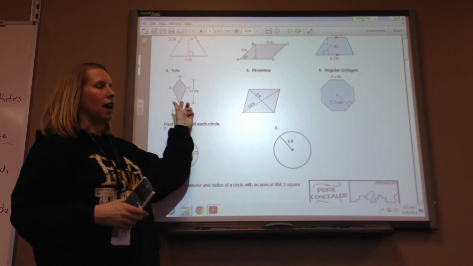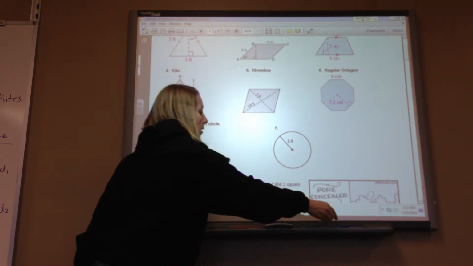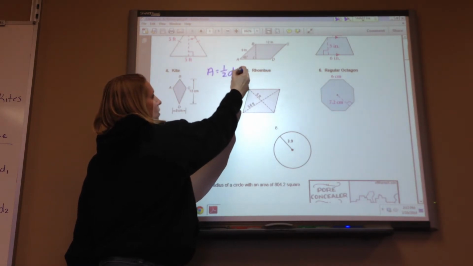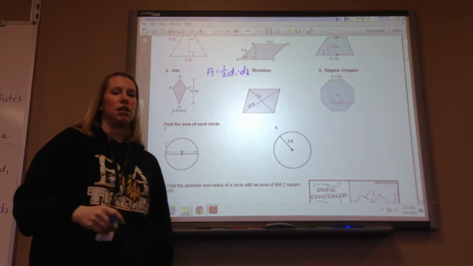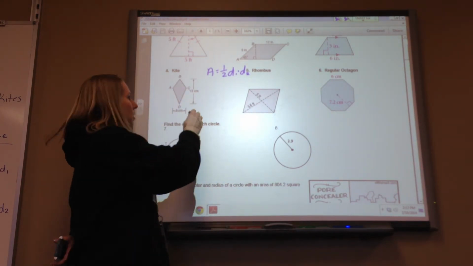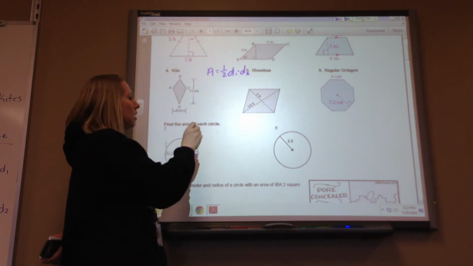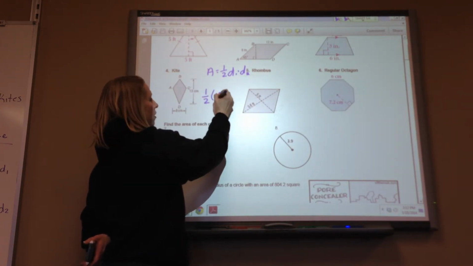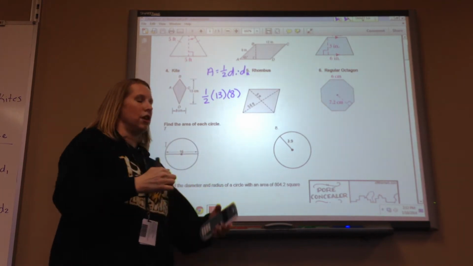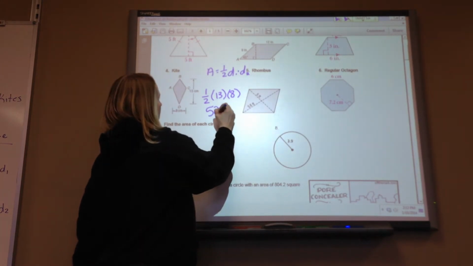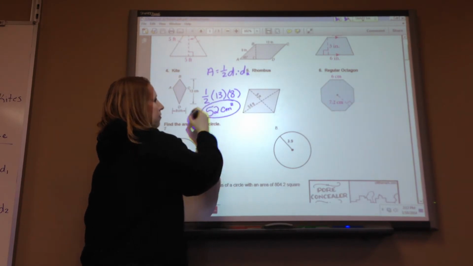Okay, area of a kite and a rhombus, the formula is the same. The area is 1/2 d1 times d2. So you multiply the diagonals and divide by 2. On a kite, this is one diagonal, 13. This is the other diagonal, 8. So if you do 1/2 13 times 8, you'll get your answer. And I got 52 centimeters squared.